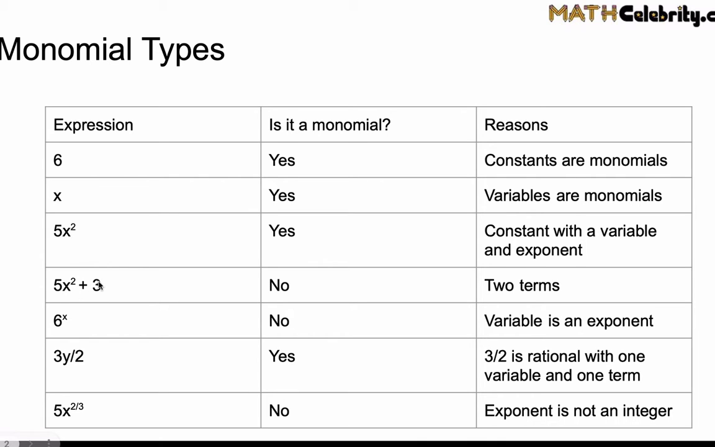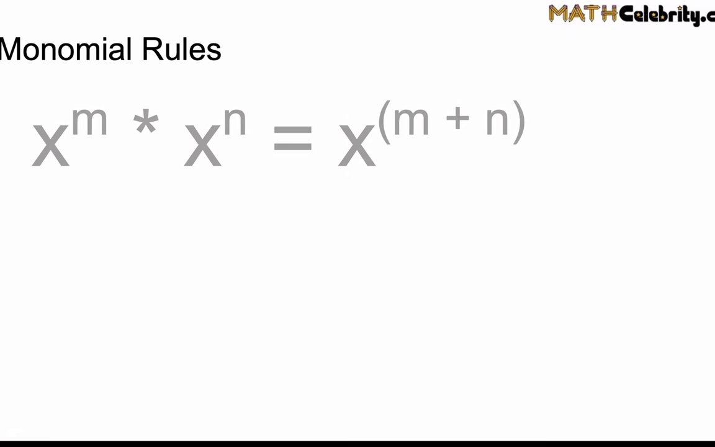5x squared plus 3, however, is not, because we have two terms. And the monomial definition states it must be a one-term expression. 6 to the x is not a monomial because the variable is an exponent. Exponents must be integers. 3y over 2 is a monomial because 3 over 2 is 1.5y. And so you have your one-term expression there. Finally, 5x to the 2/3 is not because the exponent is not an integer. So this grid lays out for you various examples of what is and what isn't a monomial. Next, we go to the rules.